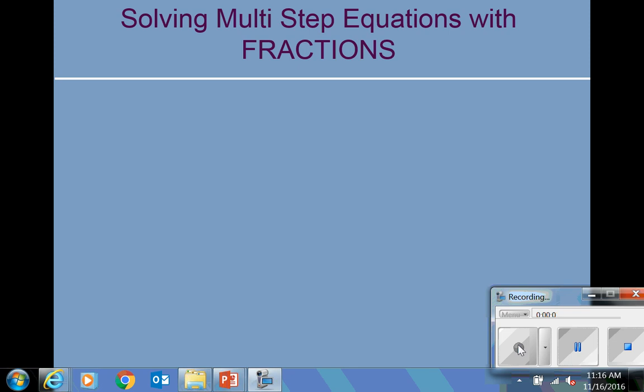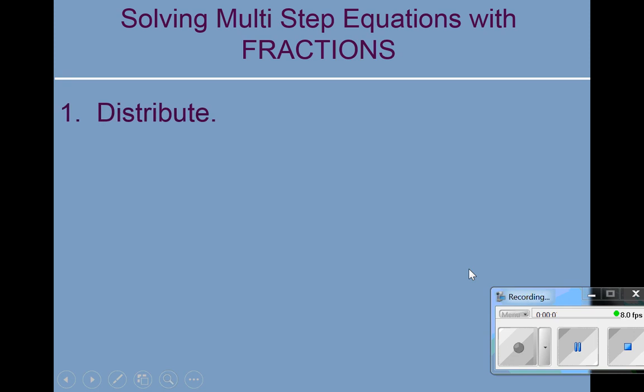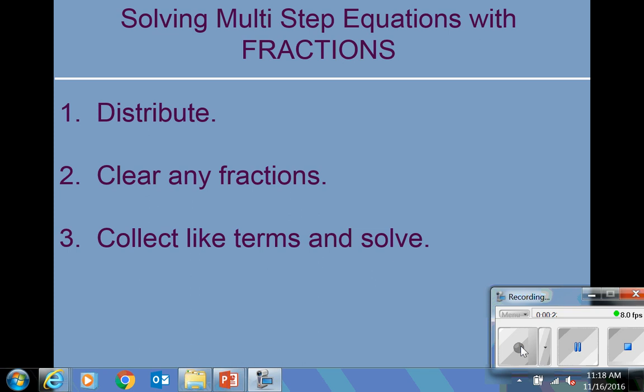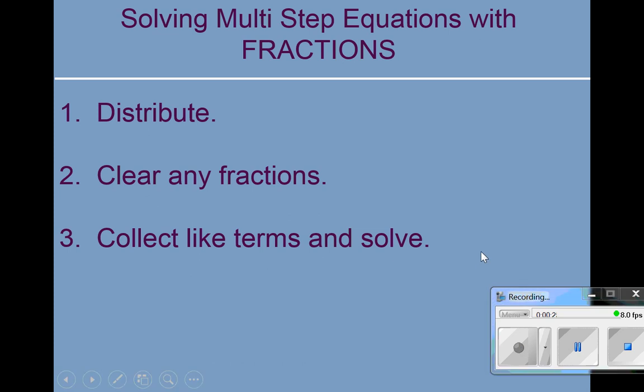With solving multi-step equations with fractions, we're going to learn how to clear the fraction. The first step is to distribute if you have any parentheses. The second step is to clear any fractions, and that's the new part that we're going to learn today. And the third part is to collect like terms and solve. We're going to do 4 examples.